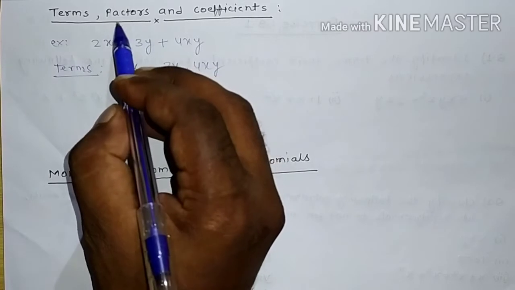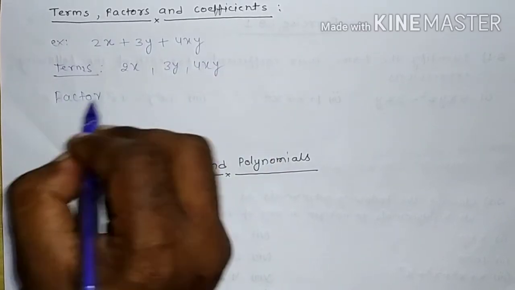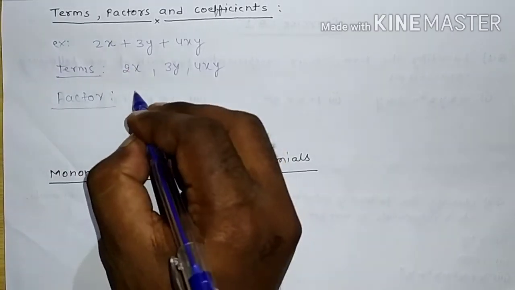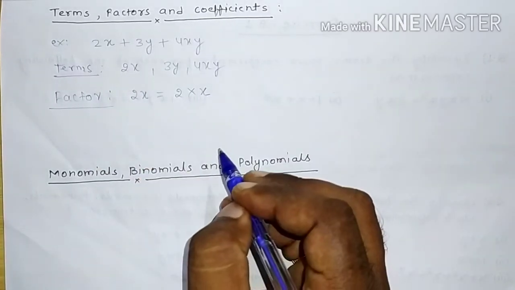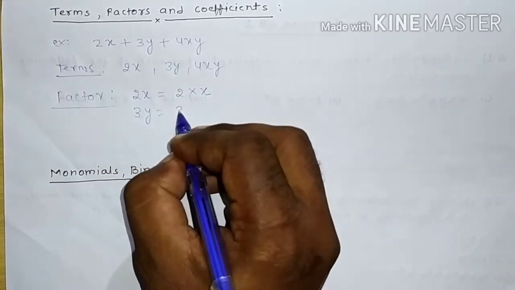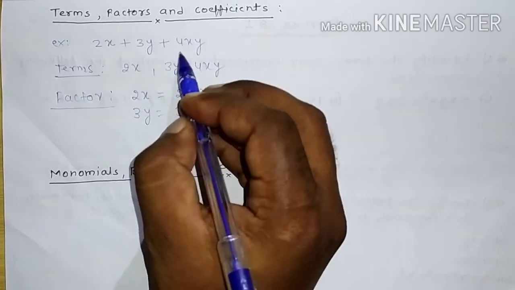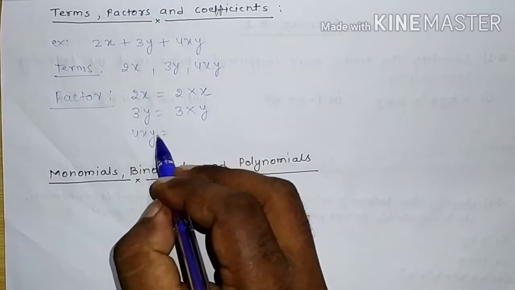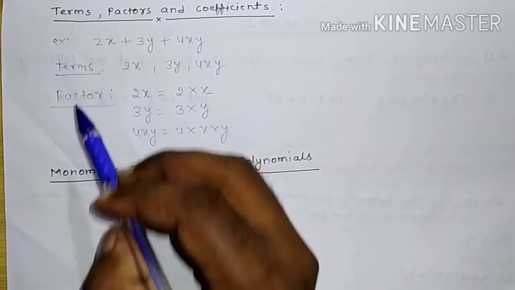Now the second topic, that is factors. What are the factors in this algebraic expression? The first term is 2x. So the factors of 2x are 2 into x. Now the second term, 3y, equals 3 into y. These are the factors of 3y. Similarly, the third term 4xy equals 4 into x into y. Now these are the terms and factors.